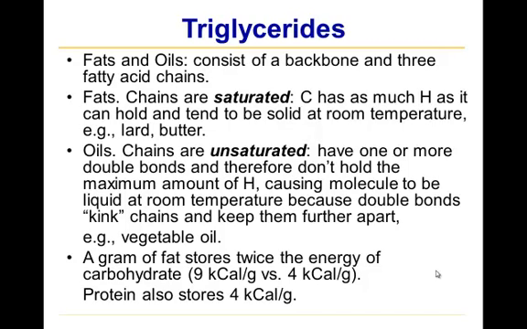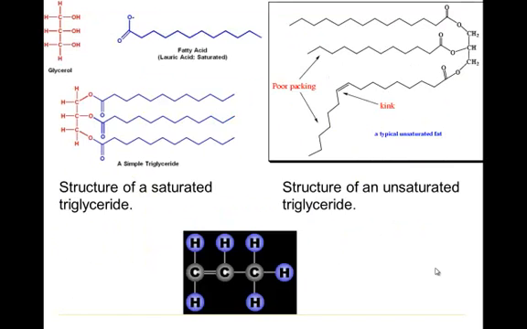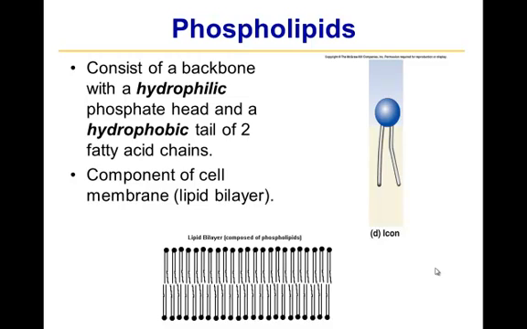kilocalories. And so this explains why animals which are mobile, which walk around, preferably store their energy as lipids. It's because you get more storage for each unit of weight. It's more efficient. Okay, let's move on and talk about a second type of lipids. So we're going to leave triglycerides. We're going to discuss phospholipids.